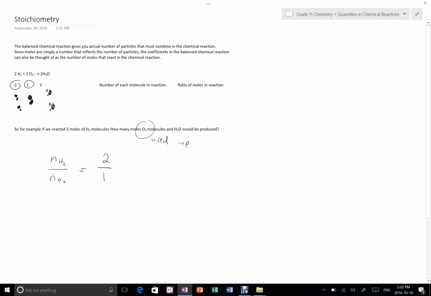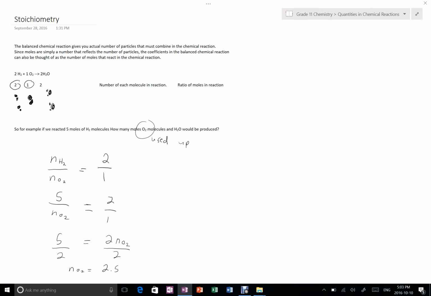So here I said I had 5 moles of H2. So if I bring the ratio up here, then I could see that I would use up 2.5 moles of oxygen gas.